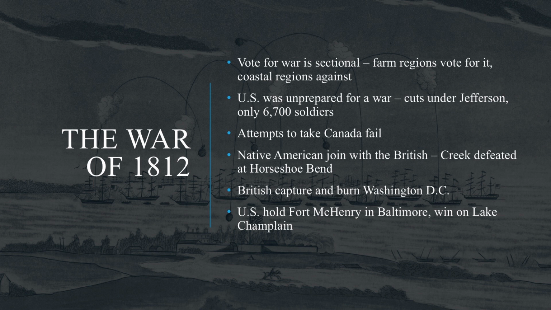The vote to declare war revealed sectional issues in the United States. Farm regions voted for the war. Meanwhile, coastal regions voted against the war. This could be due to the embargo, where farmers lost while merchants won. It could also be due to the issues with Native Americans. Western farmers suffered due to the tensions, while Easterners made money off of selling lands in the West.